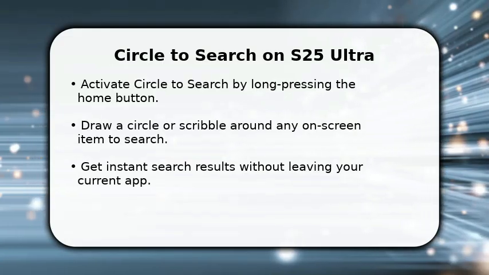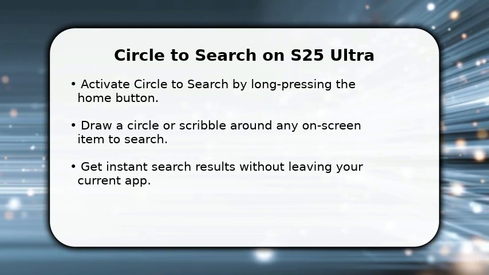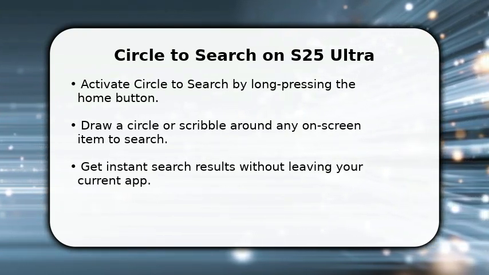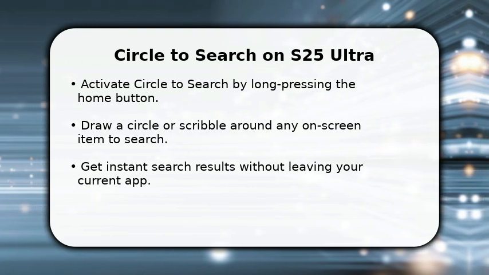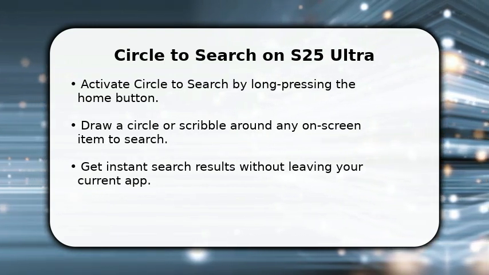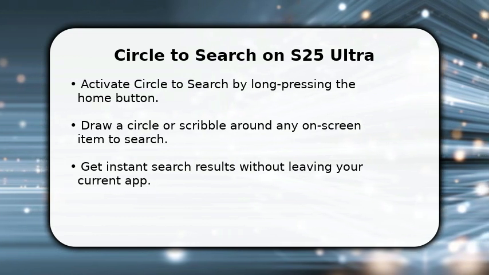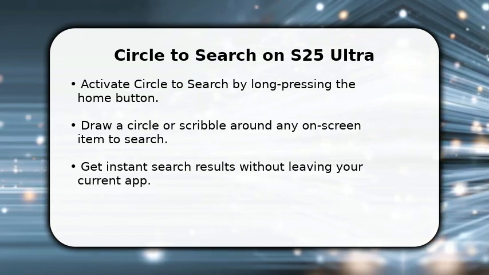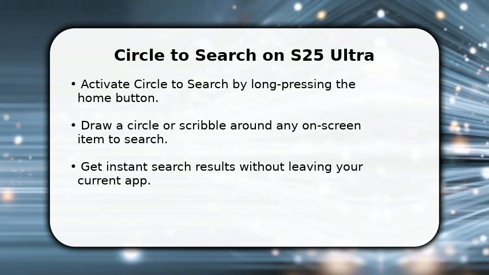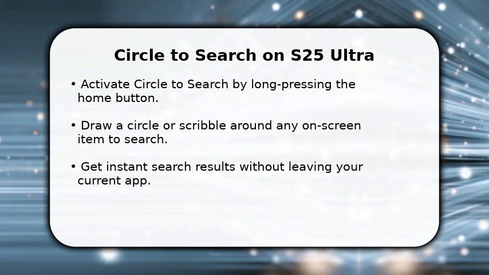In this video, I will explain how to use Circle to search on the S25 Ultra. First, ensure your device software is updated for optimal performance. To begin, simply long press the Home button or navigation bar. This action will activate the Circle to search feature, allowing you to interact with on-screen content.